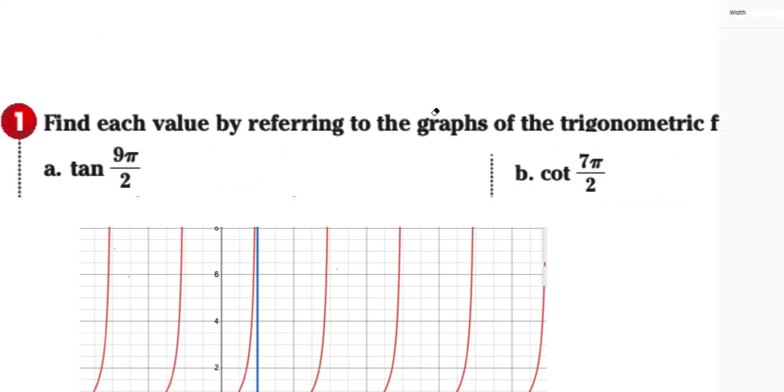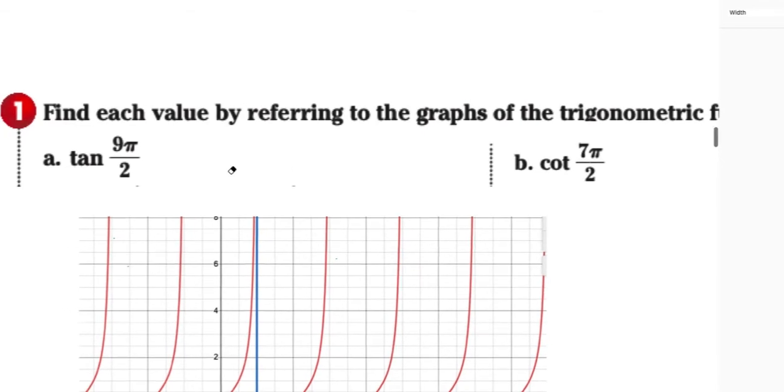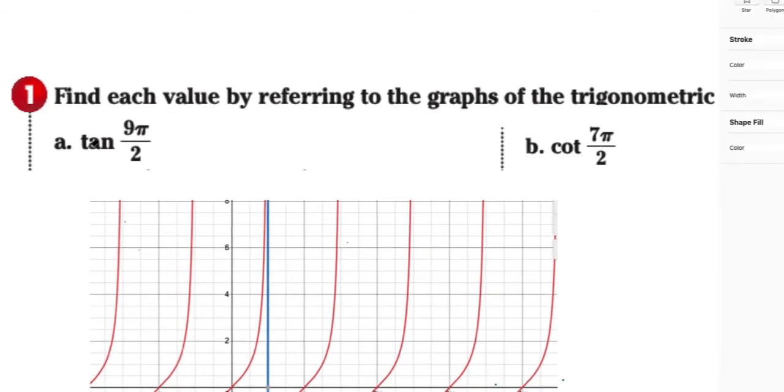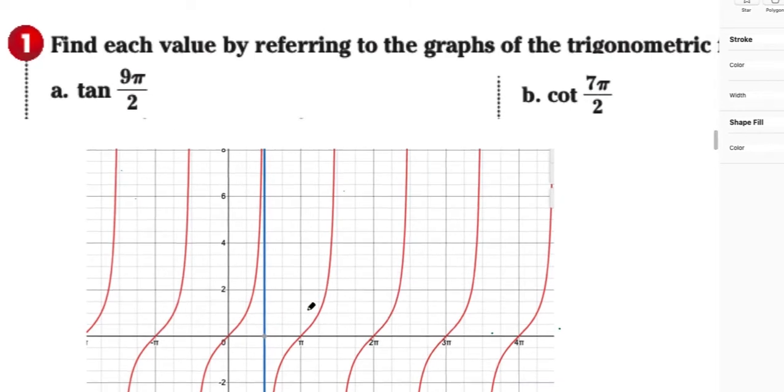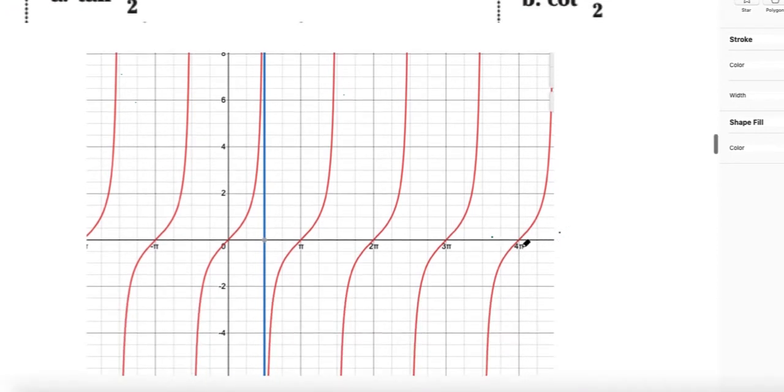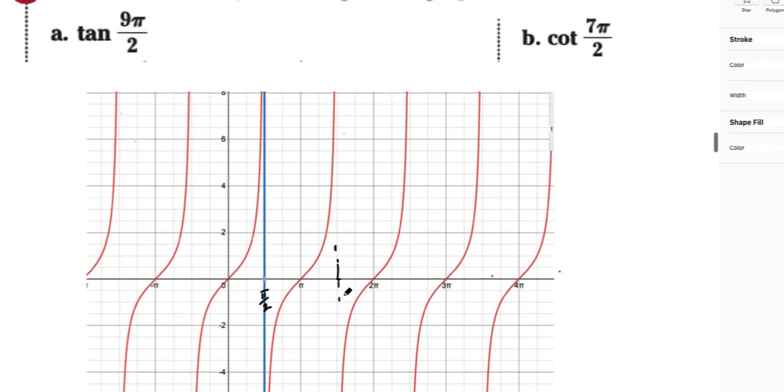All right, so now let's take a look at example 1. We're going to find each value by referring to the graphs of the trigonometric functions. So if we look at the tangent of 9 pi over 2, 9 pi over 2 is at 4.5 pi, and my graph that I chose is just off that. But if you remember the information that we talked about above, every odd multiple of pi over 2 is going to yield an asymptote, an undefined place, and so that should be no different for 9 pi over 2.